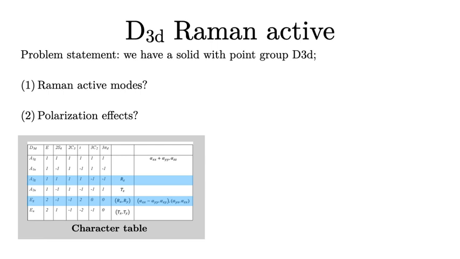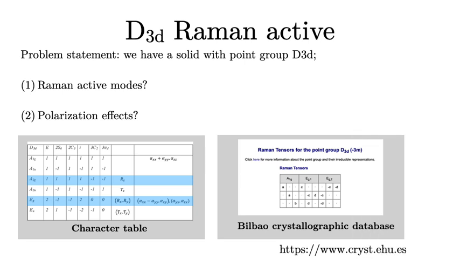Now, to get the polarization effect and to see how the Raman intensity actually works, you need to find the tensors. For that, you can also find a table. I find it particularly useful to use the Bilbao Crystallographic Server, which is a freely available tool, really cool and with lots of features. Strongly recommend it. When you look for the Raman tensor, you find those three tensors right here.